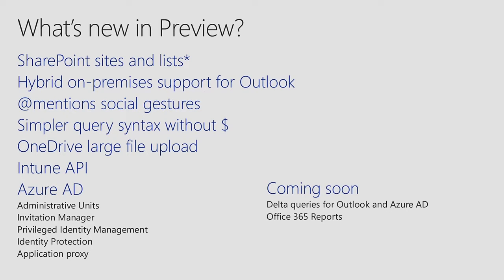And coming soon, Delta queries for Outlook and Azure AD. So Delta queries meaning that you can have a sync state, and then you can query the graph and say, tell me what has changed since the last time I checked. So that's a nice feature that's coming. And then Office 365 reports. If any of you are familiar with looking at your user reports and things like that in the Office 365 Admin Center, the graph is going to also expose that, so you can pull that data.